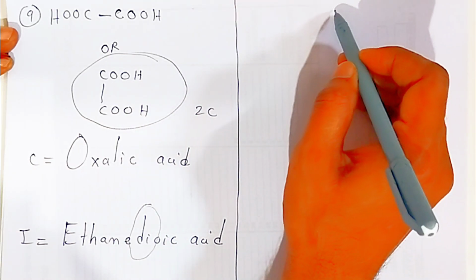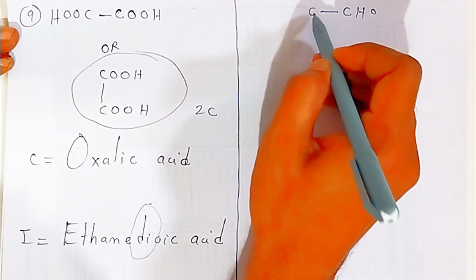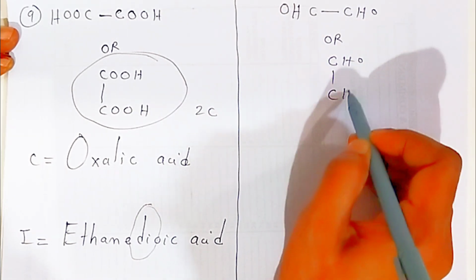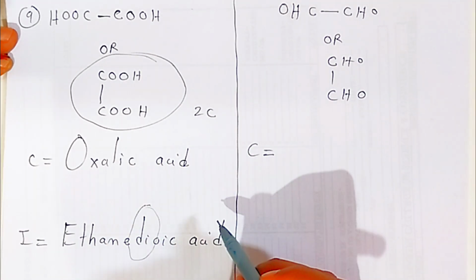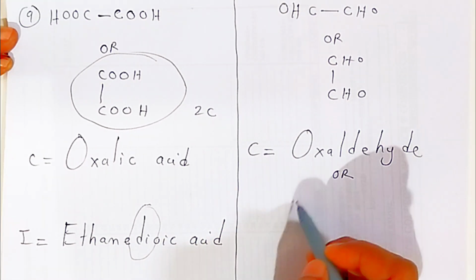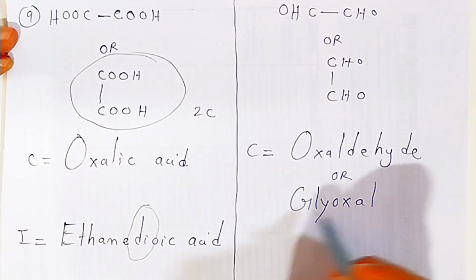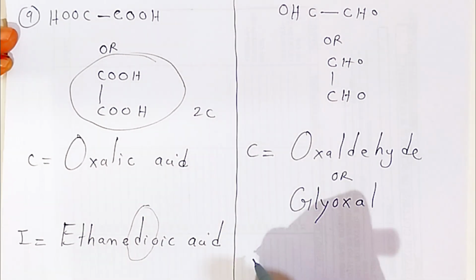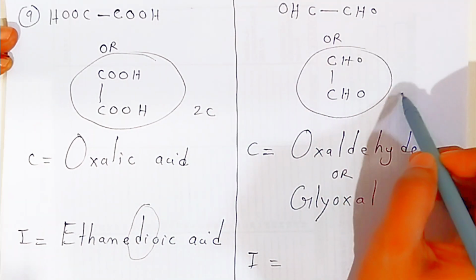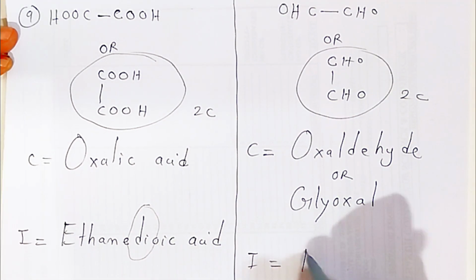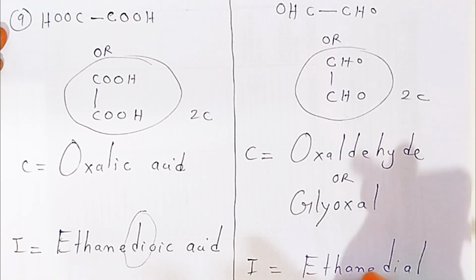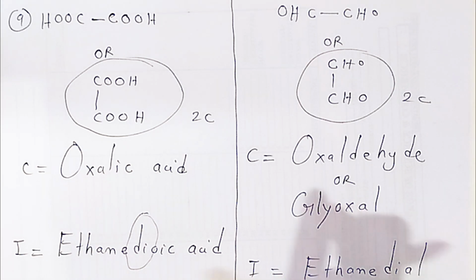Now what happens, students, if 2 aldehyde groups are present like this, CHO and CHO? What will be the common name, students? The common name will be oxaldehyde, or you can also say glyoxal. Now in the IUPAC name, since it contains 2 carbon, we call it ethanedial. So far we have seen the aliphatic aldehydes and carboxylic acids.